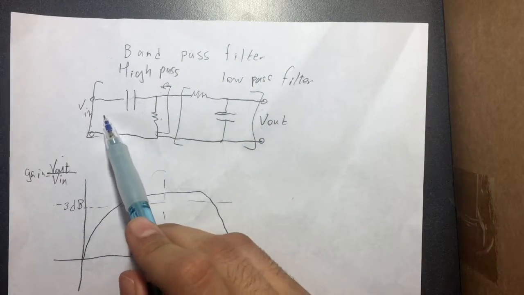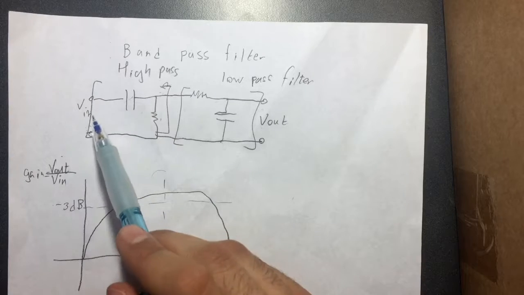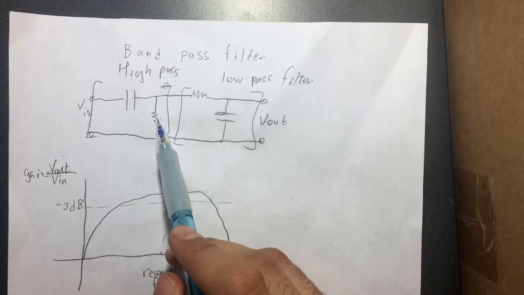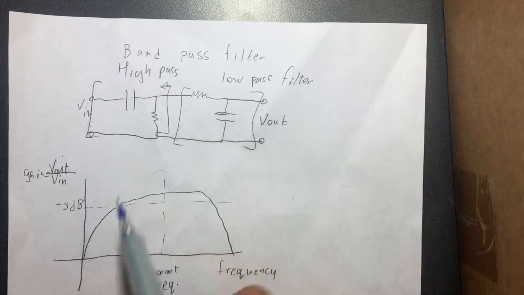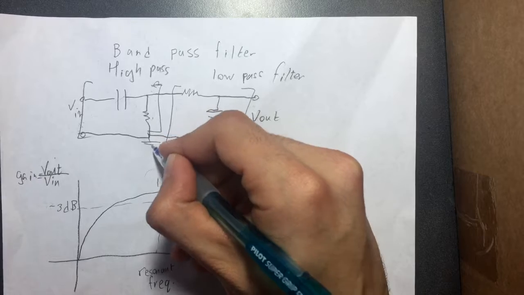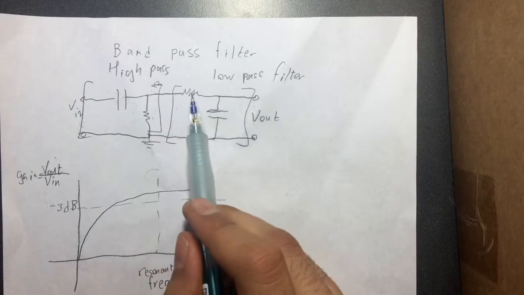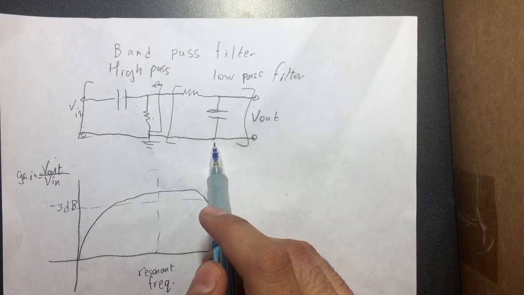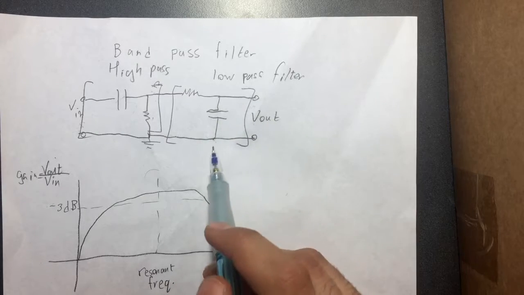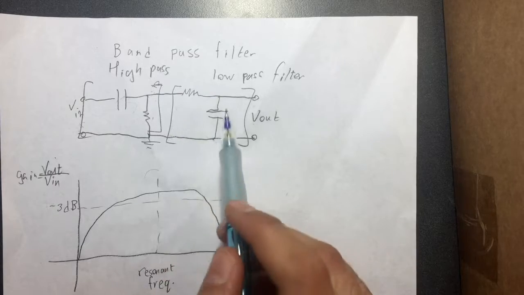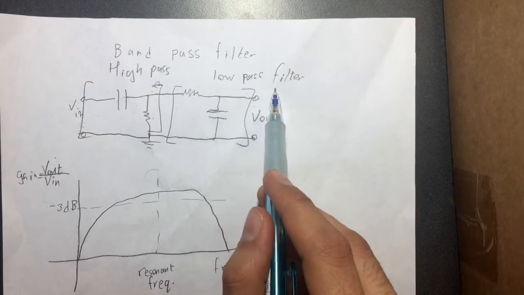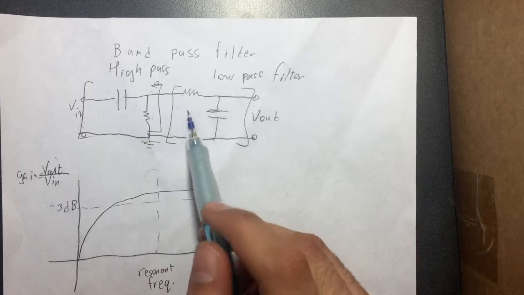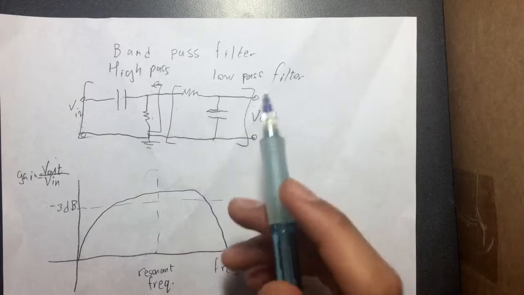The structure of the device itself is formed by inputting a certain voltage and having a capacitor connected to a resistor, where the resistor is connected to the ground. This is the ground. And another resistor is connected into the capacitor that is connected to the ground here, where V out is the voltage output. Now, this configuration is called the low pass filter, and this configuration is called the high pass filter, where cascading both forms the band pass filter.